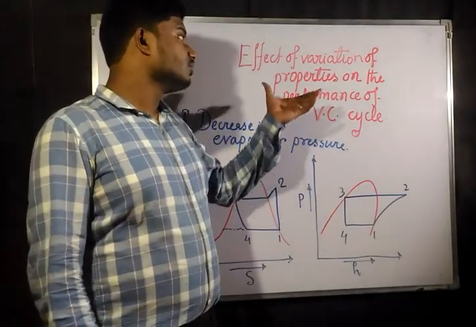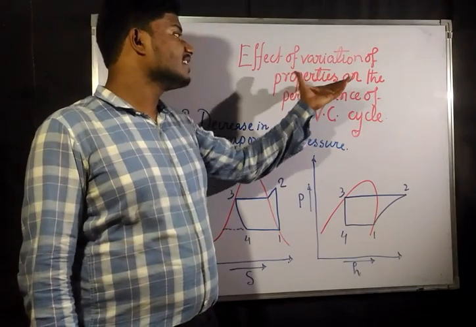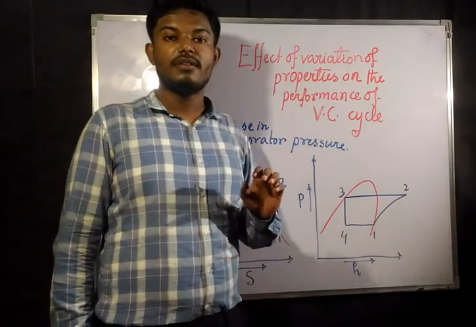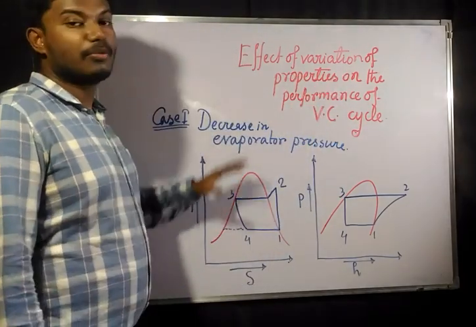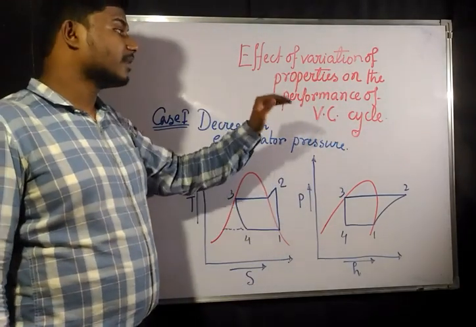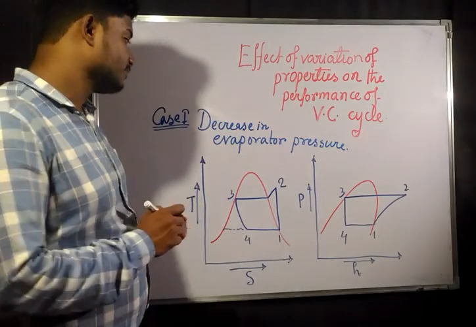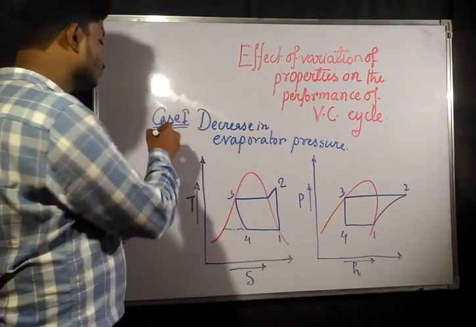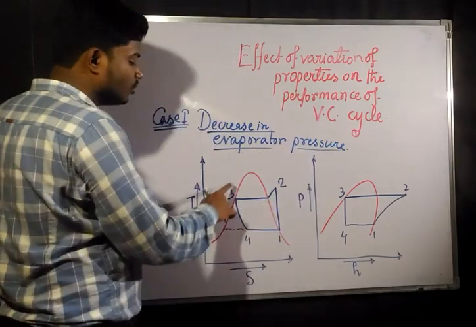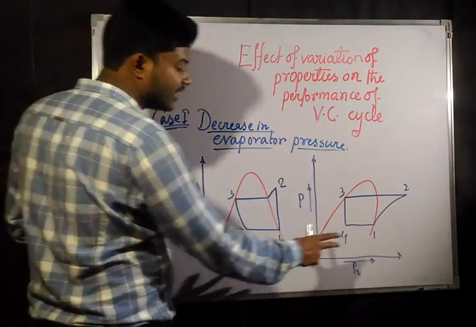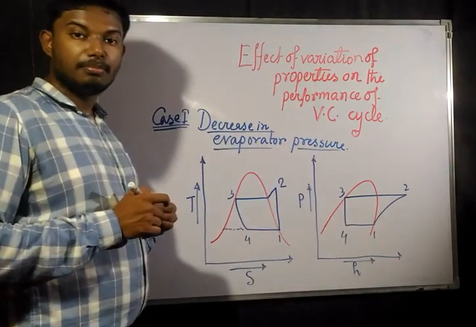Okay, so now we are going to see the effect of variation of properties on the performance of the vapor compression cycle. We are going to change the properties, and we are going to see whether the performance is going to increase or decrease. So now case 1: decrease in the evaporator pressure. This is going to be the TS diagram, and this is going to be the pH diagram.